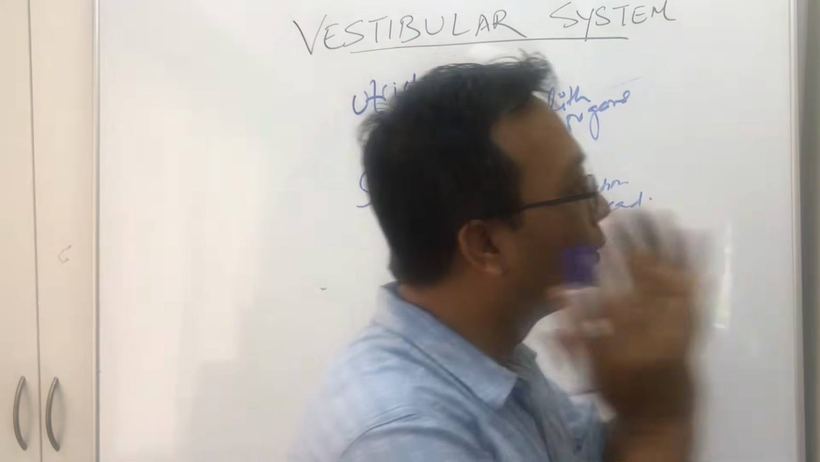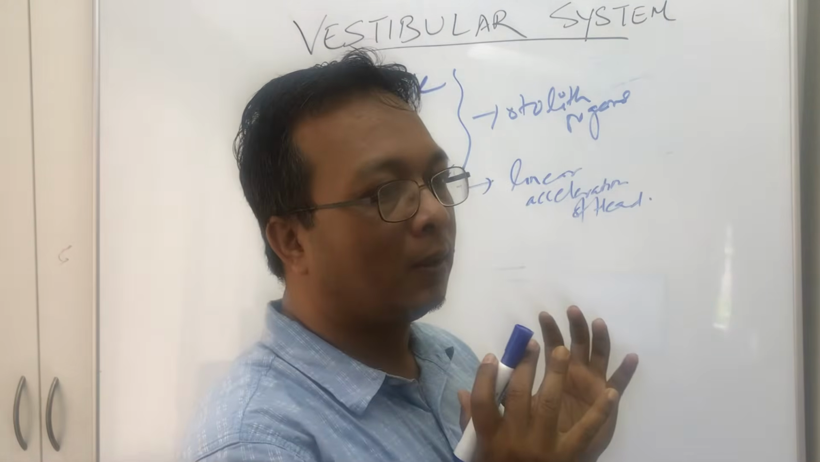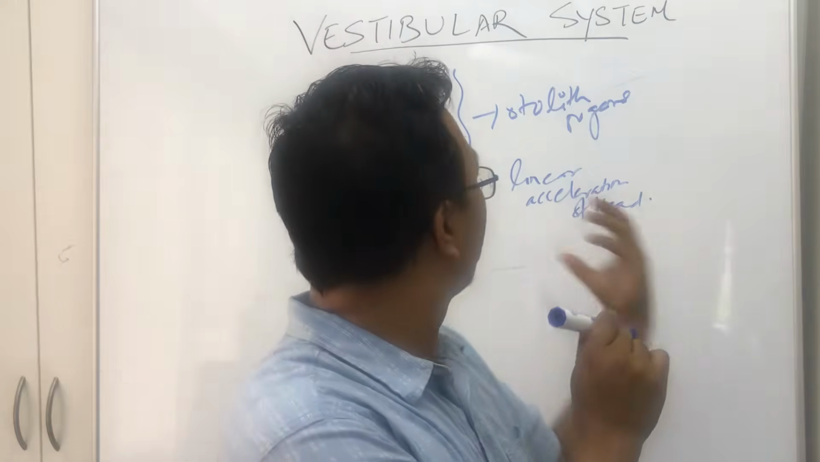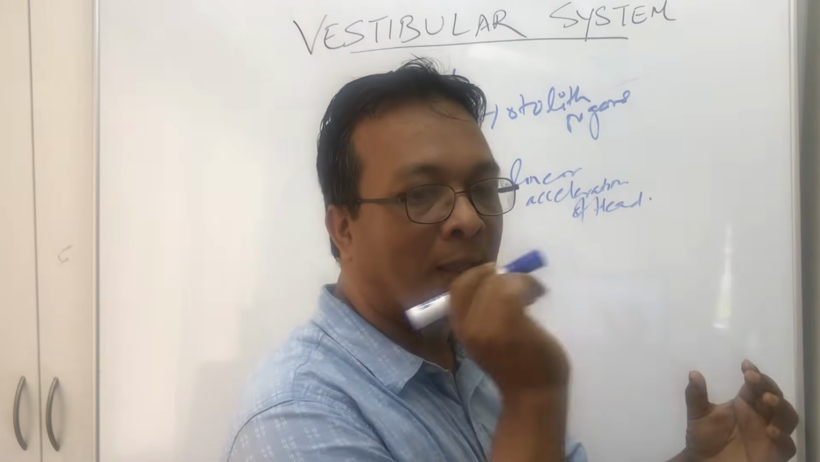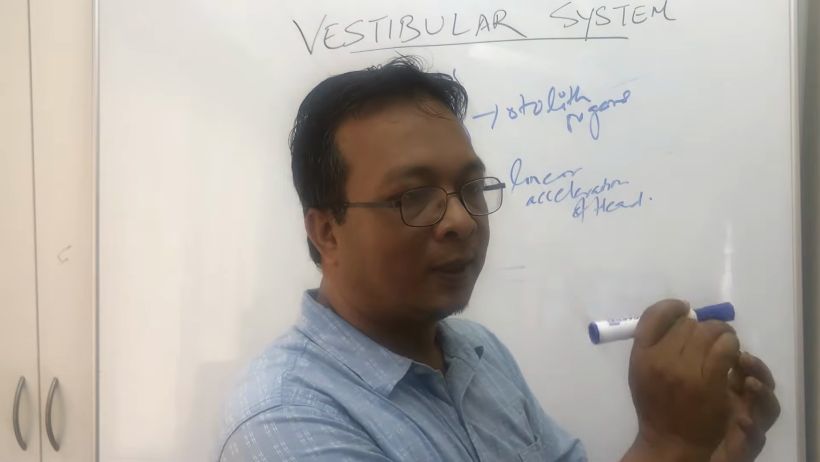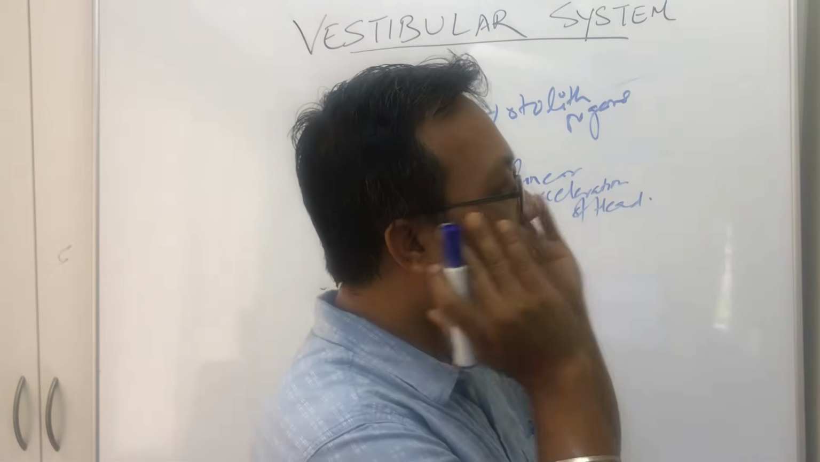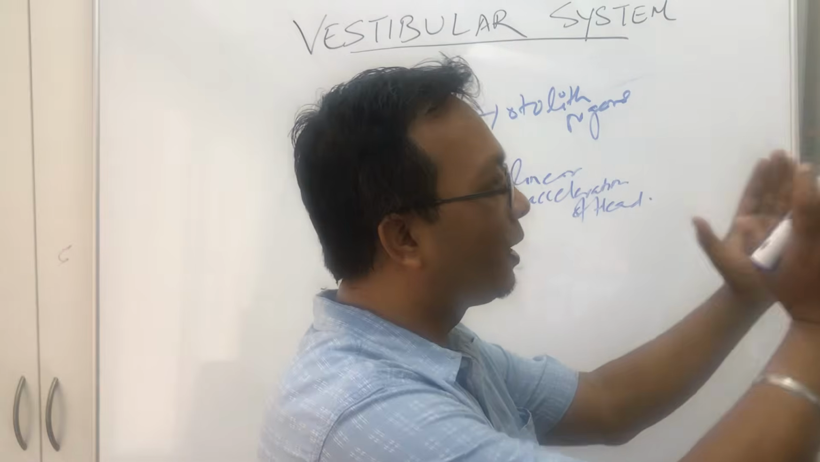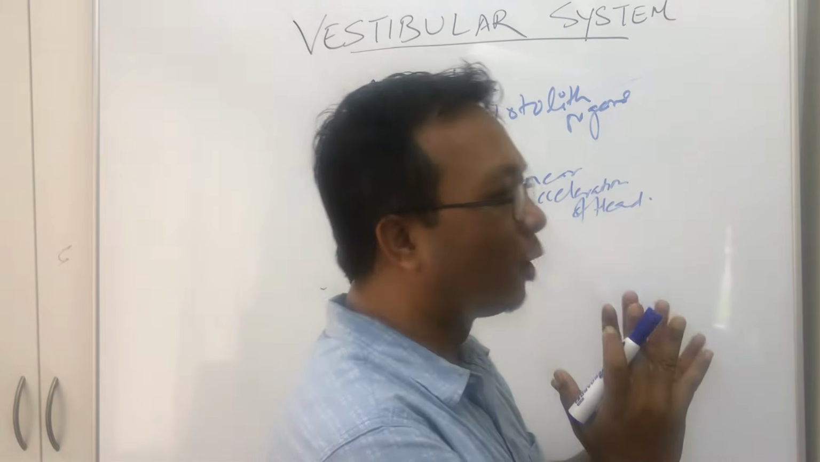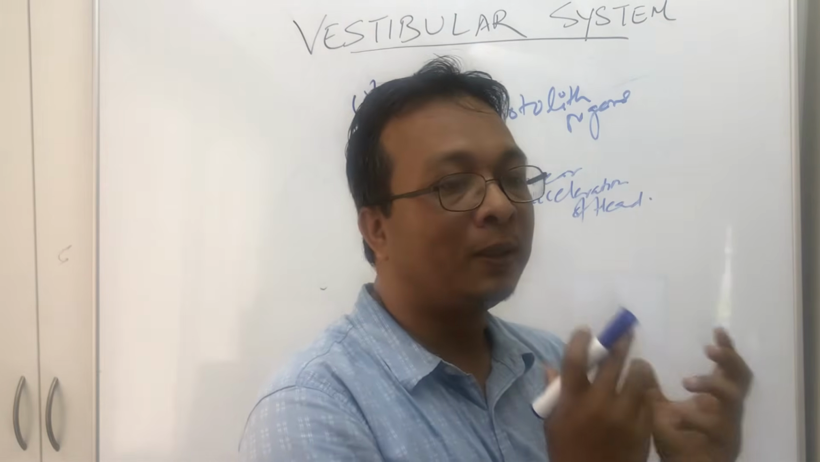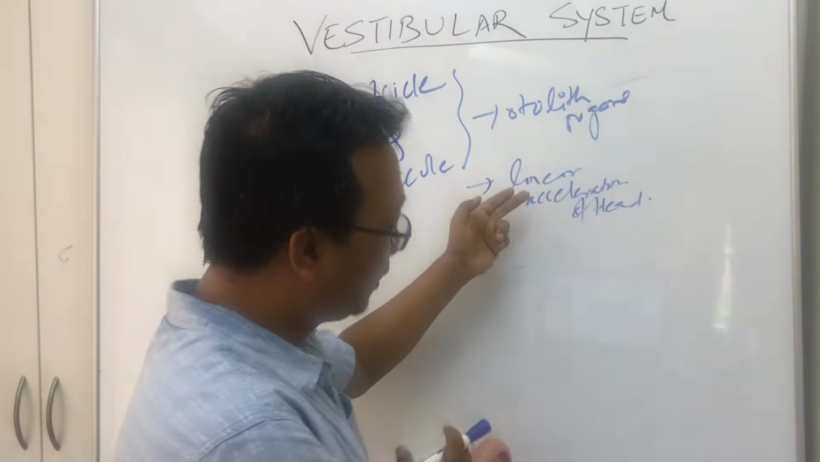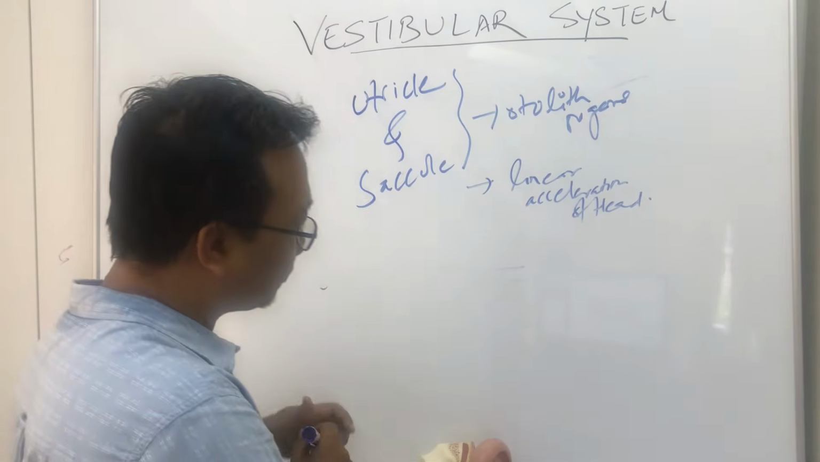So when we are moving, or suddenly you stop, suddenly apply the brake, the fluid in the utricle and saccule also moves like this. So they are telling about the linear movement of the head. When you are moving in a car, in a bus, all the straight line movements, or when you are stopping, they will determine the linear movements or linear acceleration of the head.